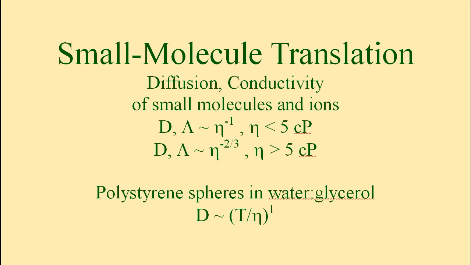Presumably, there is a material dependence on the crossover, but in the systems that have been studied, the material dependence is not very pronounced. You can also look at the diffusion of larger mesoscopic particles in more or less viscous solvents. This topic has been beaten to death for the study of polystyrene spheres in water-glycerol, where very consistently, in almost all reported cases, the diffusion coefficient scales as T over eta to the first power.